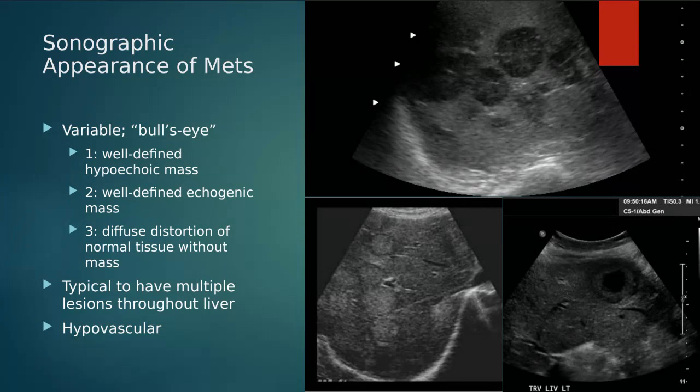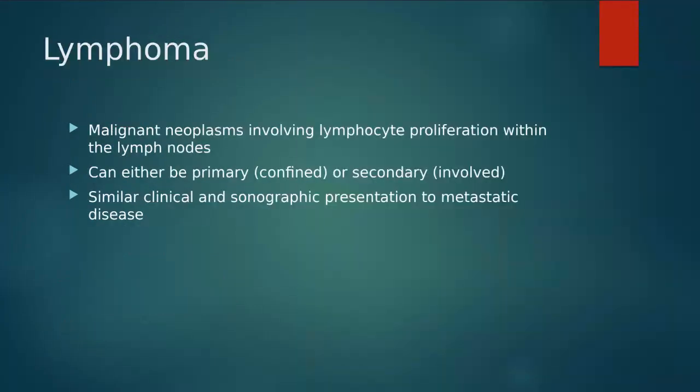And then lastly, we have lymphoma. So how does lymphoma affect the liver? Malignant neoplasms involving lymphocytes are going to proliferate within the lymph nodes. They can either be primary, so they're confined, or they can be secondary where they are involved. Typically, if we are seeing lymphoma spread to the liver, it's going to be a secondary type of lymphoma, right? Because it's involving other organs.